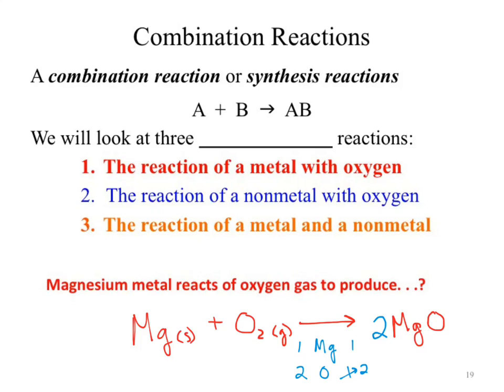Okay? Now what do we do? Check it again. How many magnesiums do we have on the reactant side? 1, product side, 2. Uh-oh, doesn't balance. What do we need to do? Put a 2 over there. Magnesium's balanced. Is our oxygen balanced? Yeah. What do we do? Check it.